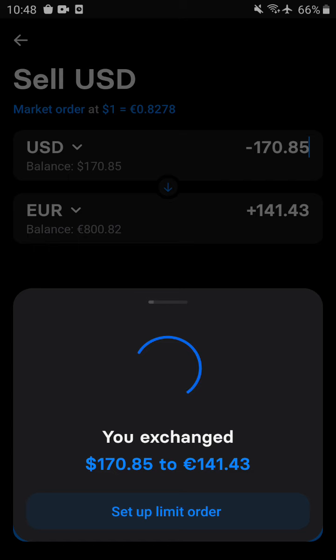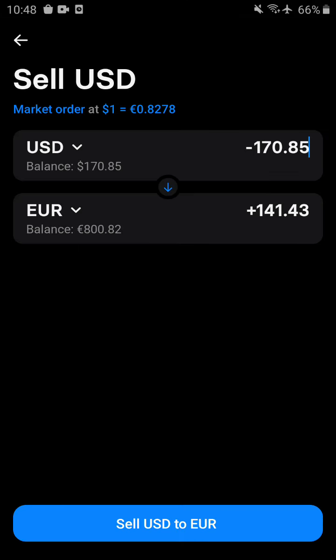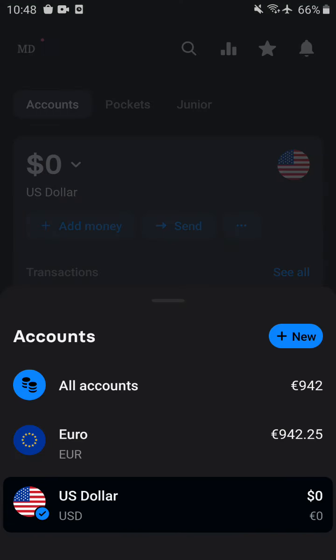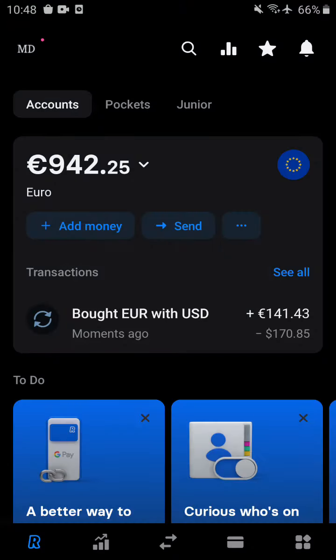Sell US dollars to euro. There we go. I now have this in dollars. And I now have 942 euros because I already had 800 euros in this account. So there we go. Very easy.